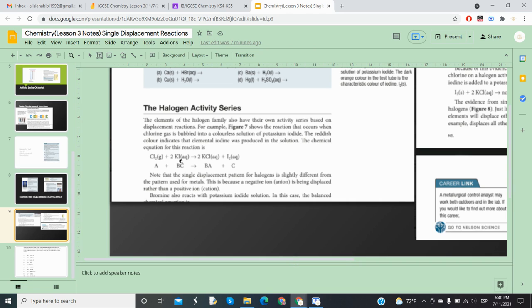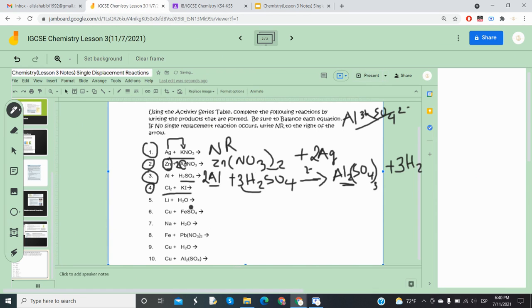So chlorine displaces iodide or iodine, and it combines with potassium. So we get potassium chloride and iodine, which is being displaced. So eventually you're going to have this kind of chemical equation, which is balanced. So we're not going to do this one.